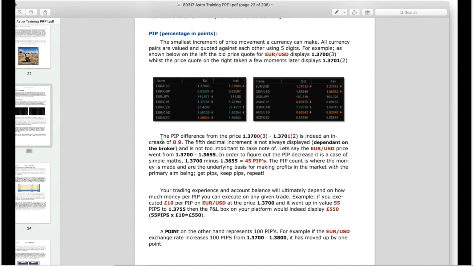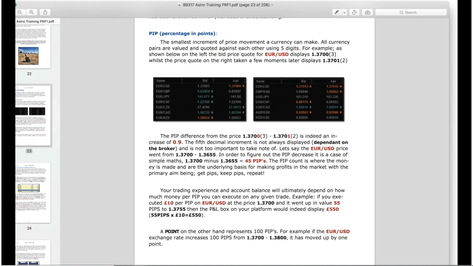Now, firstly, the pip difference from the price 1.3700, and I've put in brackets the fifth decimal, three, to 1.3701, with two in brackets, is indeed an increase of 0.9 pips. The fifth decimal place, we can in fact just turn a blind eye to it. It is known as a pipette. The pipette is more or less a point of the actual pip. The fourth decimal place is the pip.